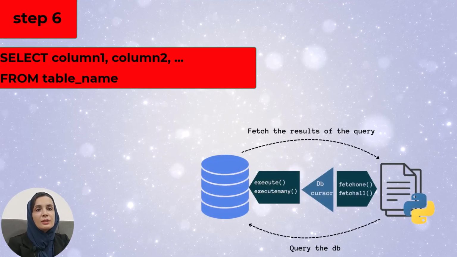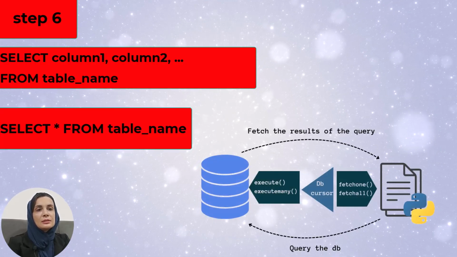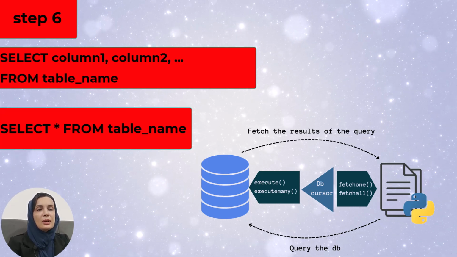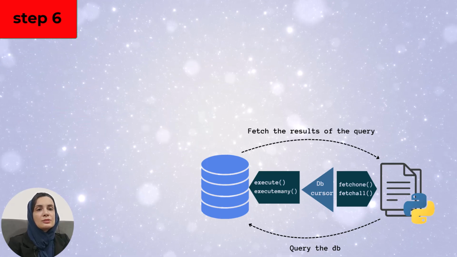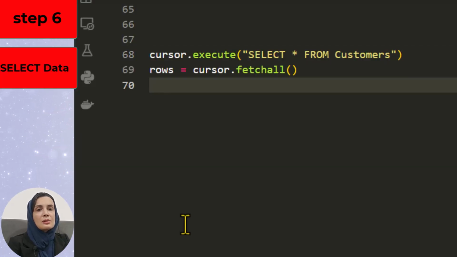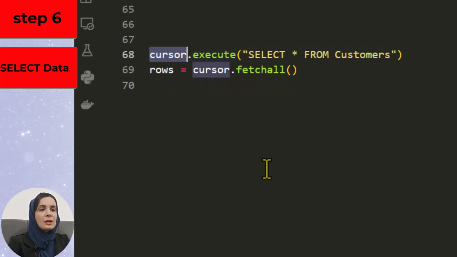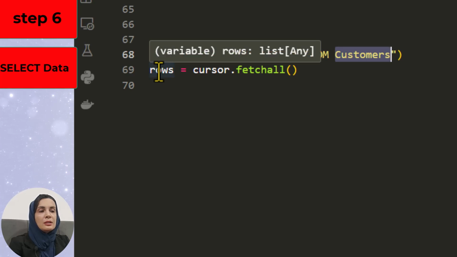Let's retrieve the data we've inserted into the customers table using the SELECT SQL command. Here's how to retrieve all rows from the customers table. We can use this line: cursor, this object, and use the execute function. SELECT * FROM customers, this is a SQL command. We use the star, which retrieves all columns from the customers table. fetchall, this method fetches all rows returned by the query.